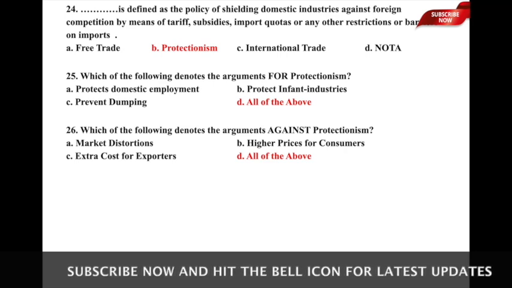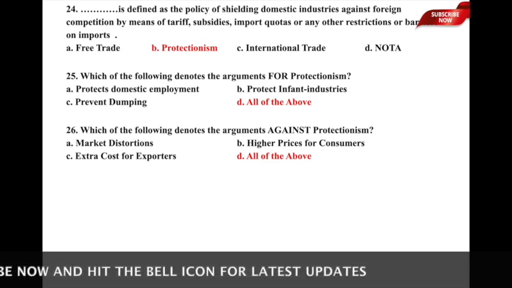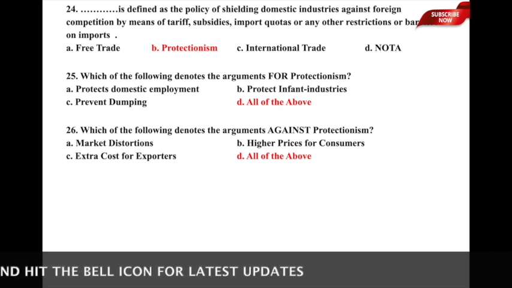I hope the questions related to chapter 3, which specifically talked about the terms of trade or the concept of terms of trade, and also the policies of free trade and protectionism, are pretty much clear.